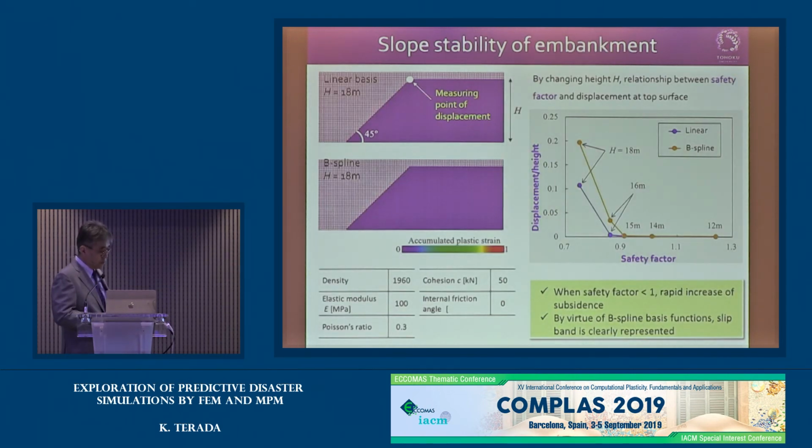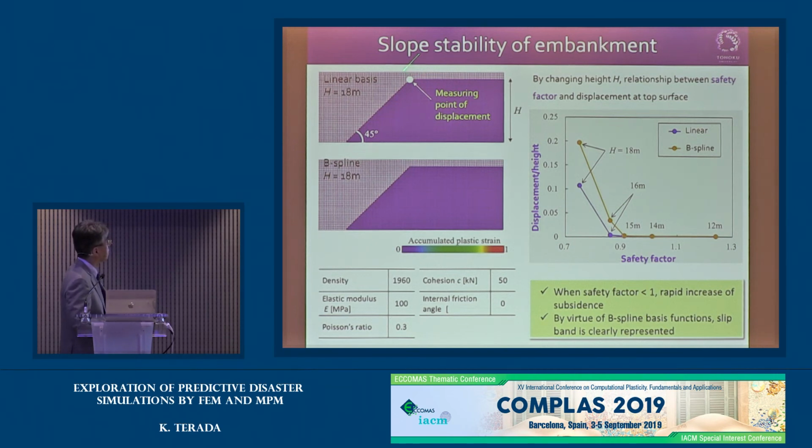So let me show you the performance of the B-spline function by solving the stability problem of a slope, the embankment, this one. Here is the embankment we are concerned with. By changing the height of this embankment, we have the relationship between the safety factor and the displacement at the top.